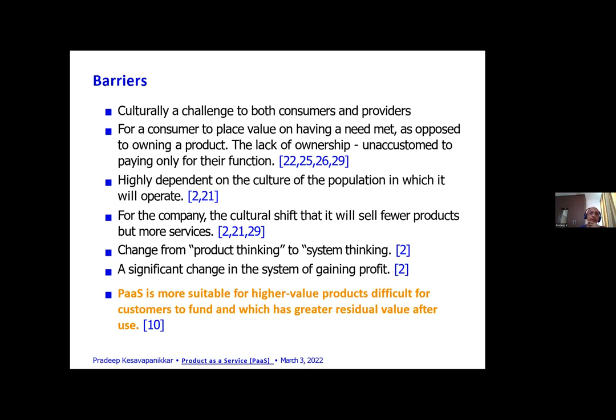So for traditional product companies, it's a new way of generating money, gaining profit, a different way of operating profit. That can be a cultural change within the entire organization. And there is also a case where PaaS, or product as a service, is mostly suitable for high value products and not so much for smaller value products where residual value is not there.